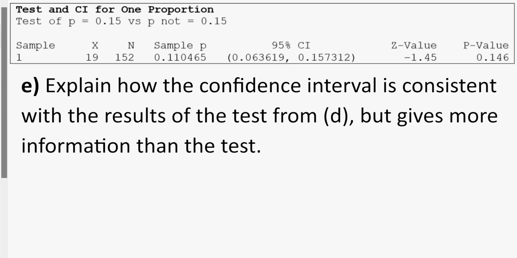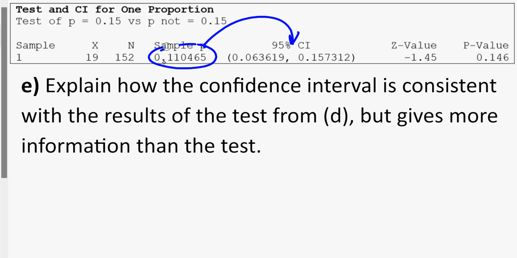So final follow-up question for this problem. Explain how the confidence interval is consistent with the results of the test from part D, but gives more information than the test. So if you look at it, that 11% that we got from the sample, it does fall in this confidence interval, which means it's plausible. 15% is also, well, that makes sense that it would be there because that's based off of that.